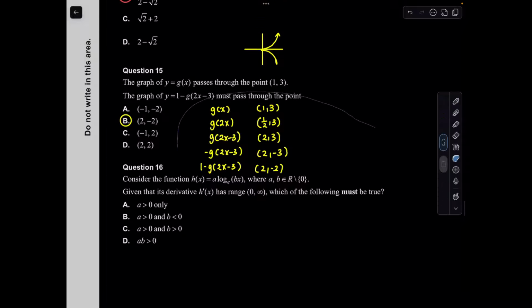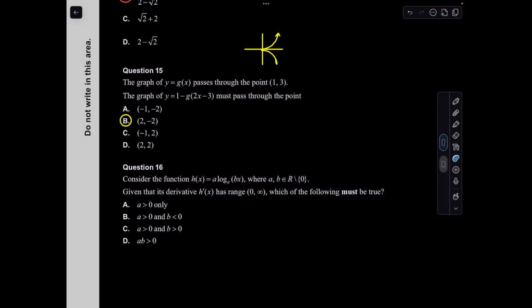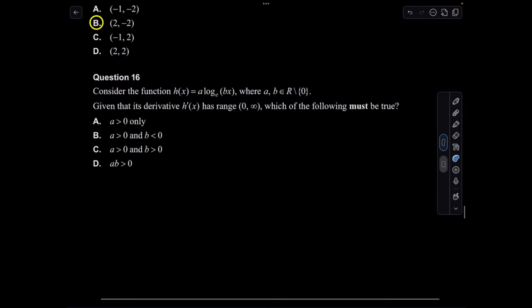I'm just going to rub this out because it's a lot of stuff. All right, let's get into 16. Consider the function h of x, which is a log e of b x, where a and b can be anything except 0. Kind of makes sense. Given that the derivative, h dash of x, has a range of 0 to infinity, which of the following must be true?